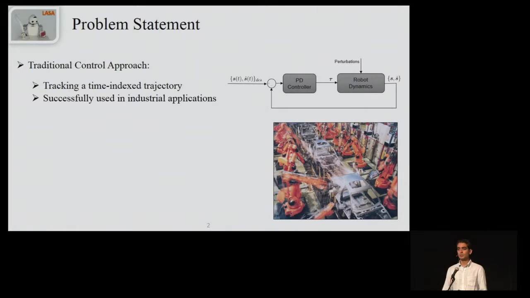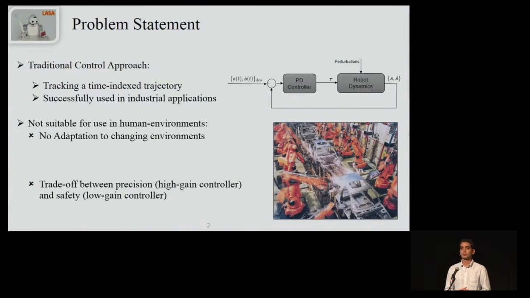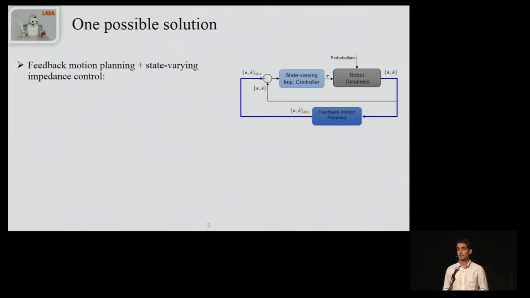However, if we have the vision to bring robots into human environments, this approach is prone to failure because of two main aspects. First, it doesn't provide any adaptation to a dynamic environment, which is crucial. And second, it imposes the limitation that to make the robot safe, we need to sacrifice accuracy. Each of these problems has been studied separately, the first in the field of feedback motion planning, and the second in the field of variable impedance control. However, for successful execution of many tasks, we need to have both features at the same time.